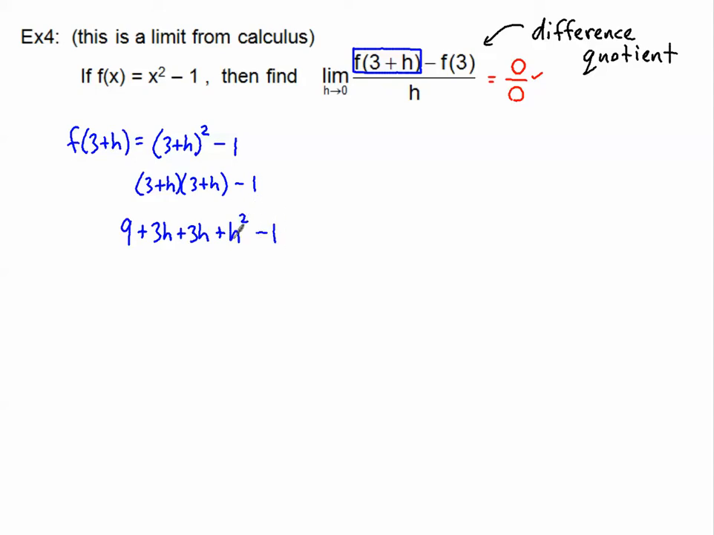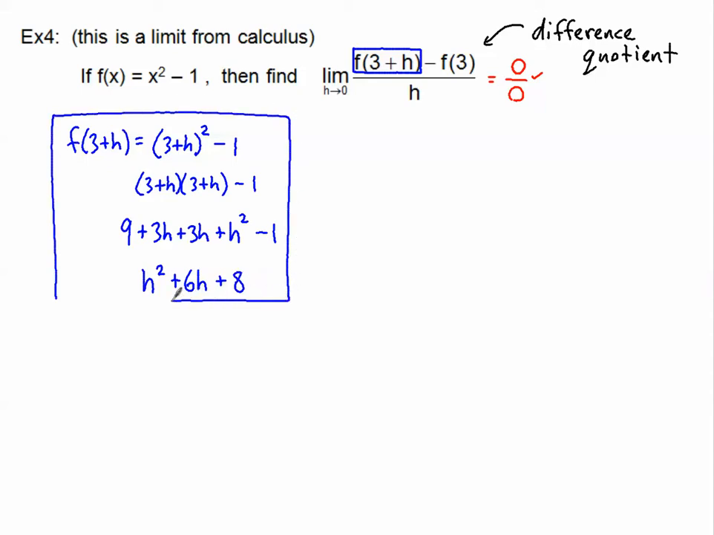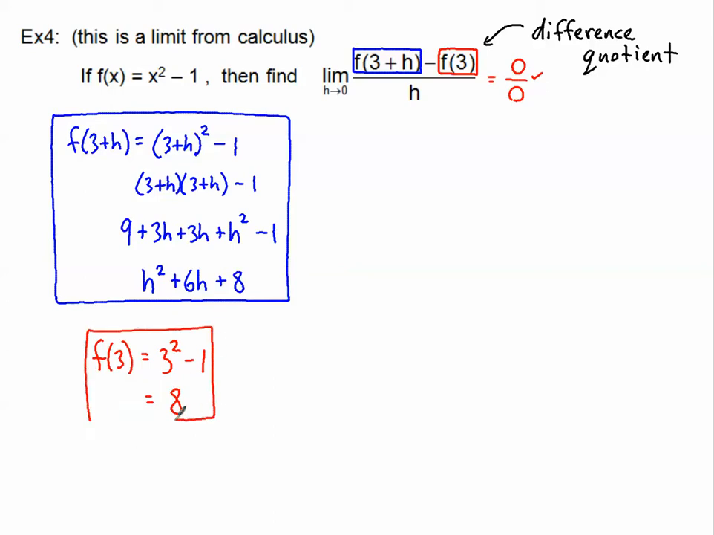If I rearrange my terms here, I'll put the h squared first, make my 6h, and the 9 and negative 1 make an 8. So that'll be my blue box. That's that part of the numerator. The other part of the numerator is f of 3. Obviously, that's not as difficult. Let's do f of 3 down here. F of 3, again, f of x says x squared minus 1. So f of 3 would be 3 squared minus 1, which of course is equal to 8, and we're finished. So that's the other part of the numerator.